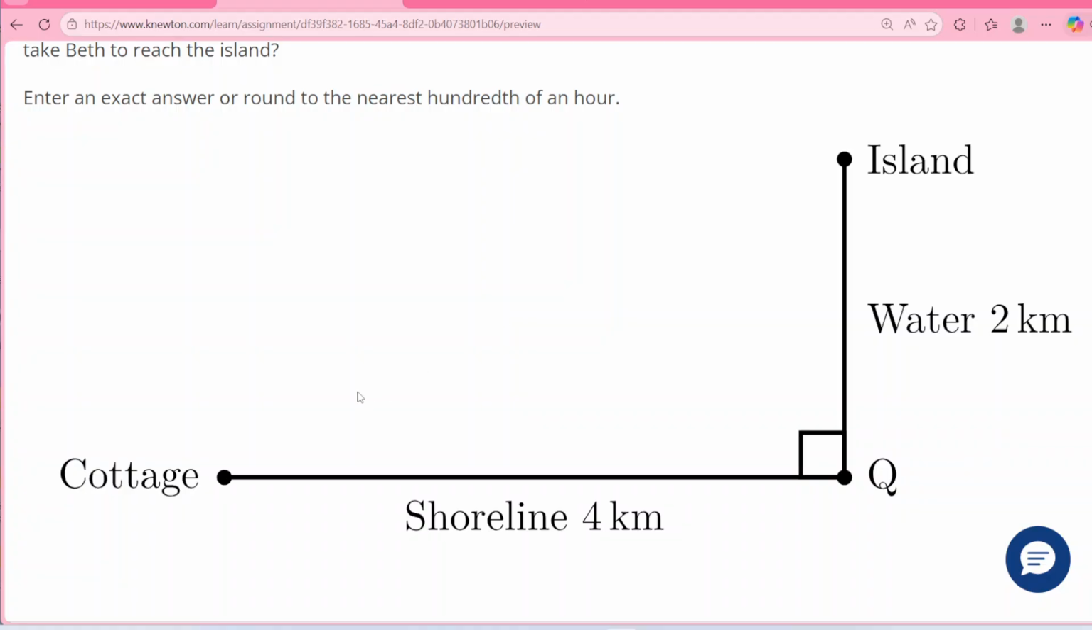All right, so again, this is not minimal distance. They said you're minimizing the time. Because if you wanted to minimize the distance she travels, you would just go straight from the cottage to the island, right? The shortest distance between 2 points is a straight line. They're not asking for shortest distance. They're asking for the shortest amount of time. Where would I have to walk down the shoreline and then start swimming to minimize time?